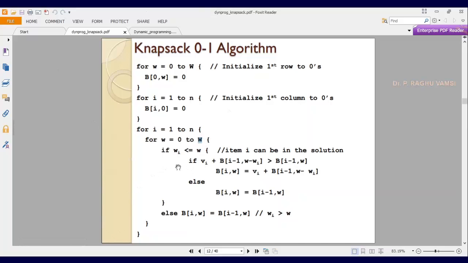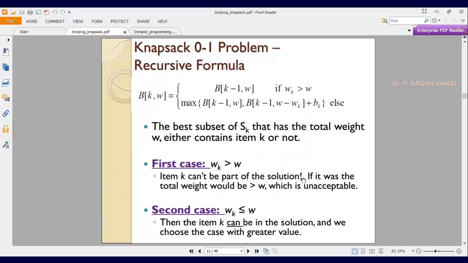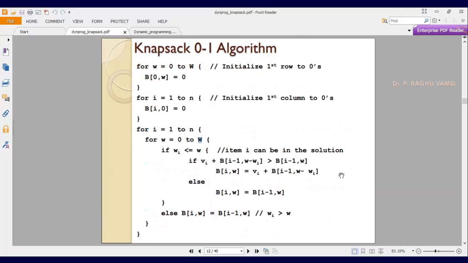Okay, and the formula to be used here is: if wi is less than or equal to w, then if vi plus b of i minus 1 comma w minus wi is greater than b of i minus 1 comma w, then b of i comma w is equal to vi plus b of i minus 1 comma w minus wi. That is the formula that we have considered previously, and the same thing we are going to use here.